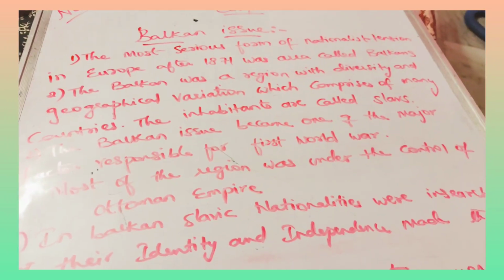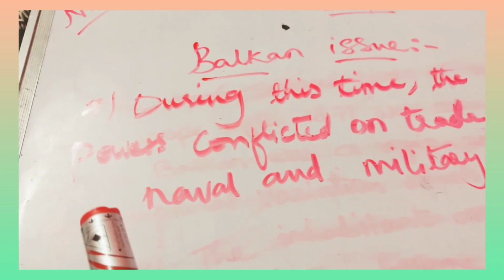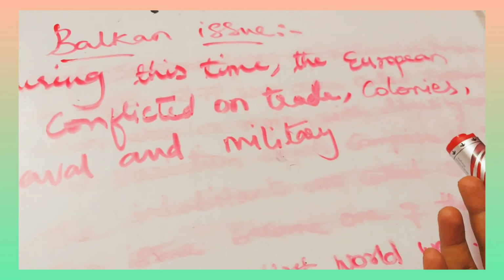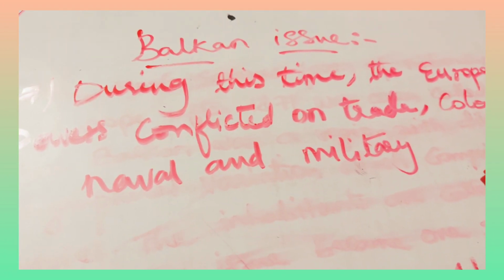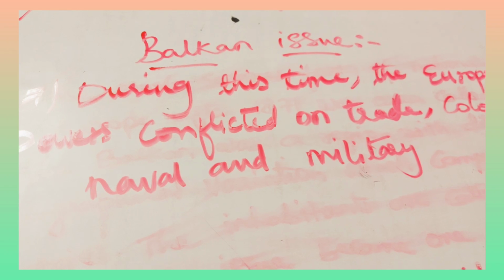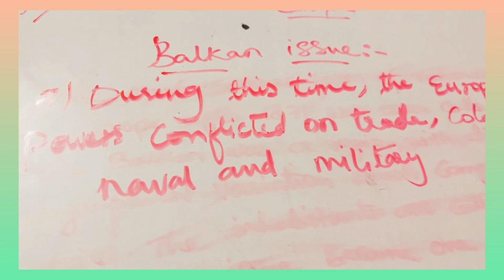One more point is there. The last point you have to write here is the seventh point. During this time, the European powers conflicted over trade, that is business, colonies, and naval and military matters. So these are the factors which are responsible for the First World War.